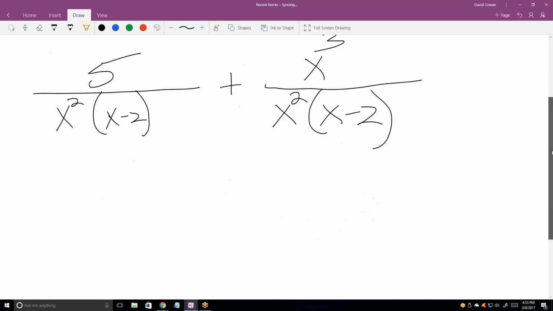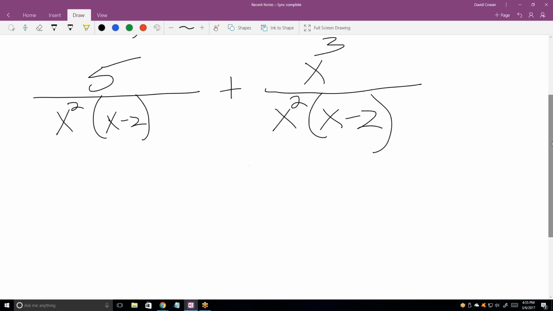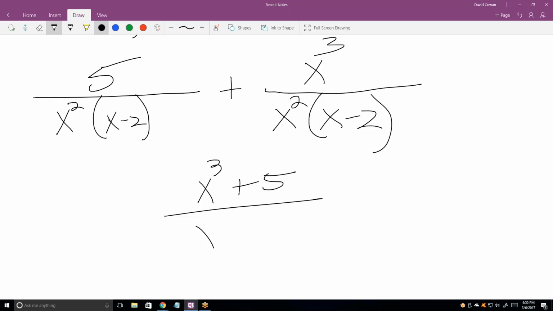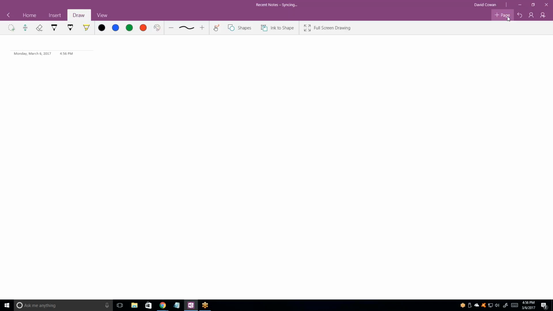So let's see, what's the final answer? x cubed plus 5 over x squared times x minus 2. Yeah, and leave it just exactly like that.